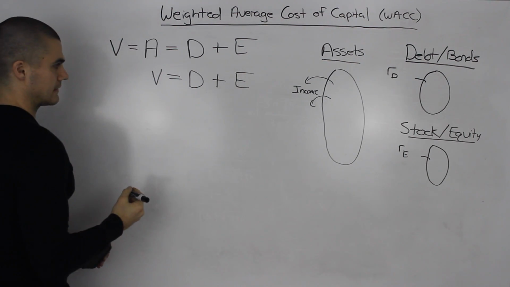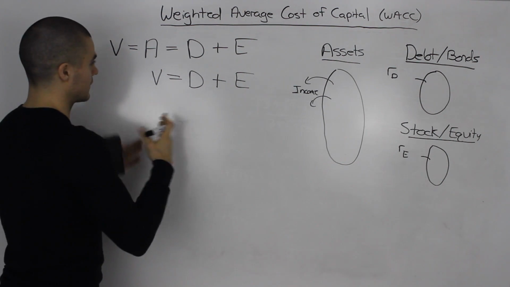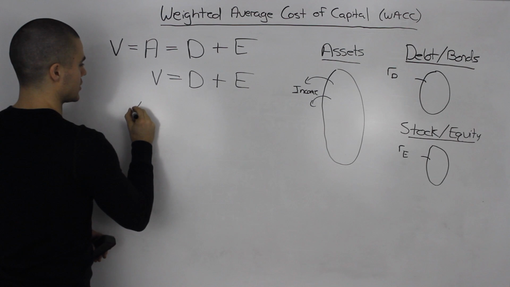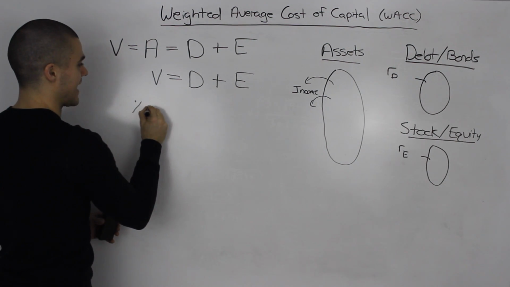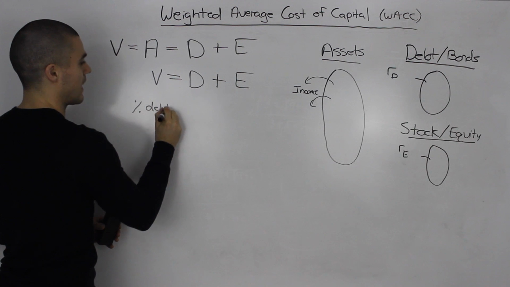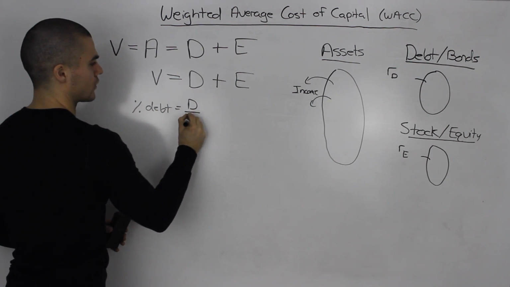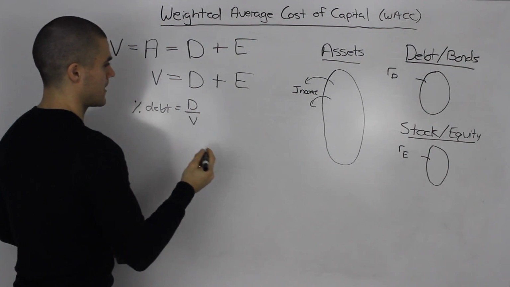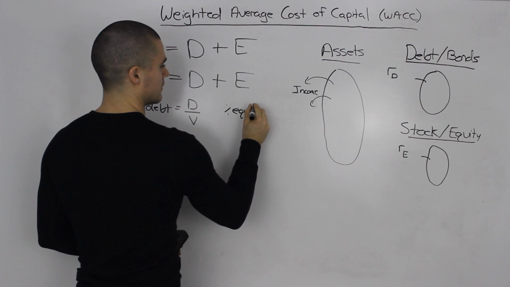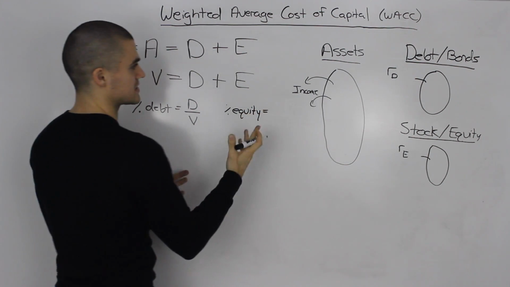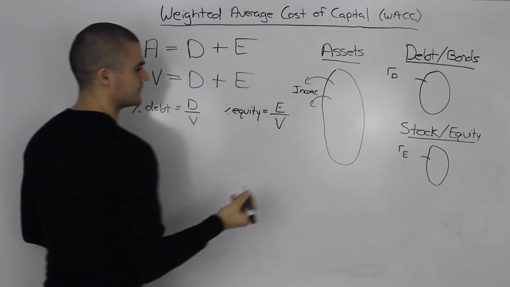So let's figure out some proportions here. How much of the value of your company is debt? What's the percentage of debt that you have? Well, that's just equal to D over V. The percentage of equity that your company is made of is equal to E over V.